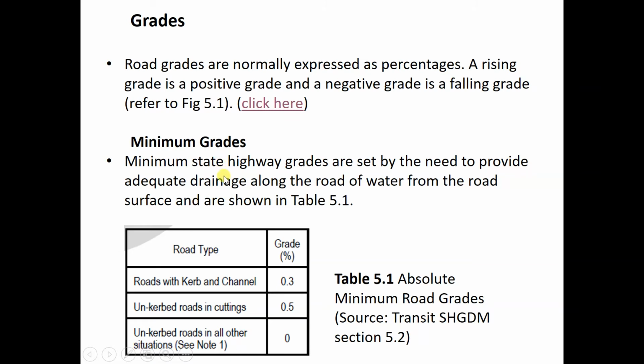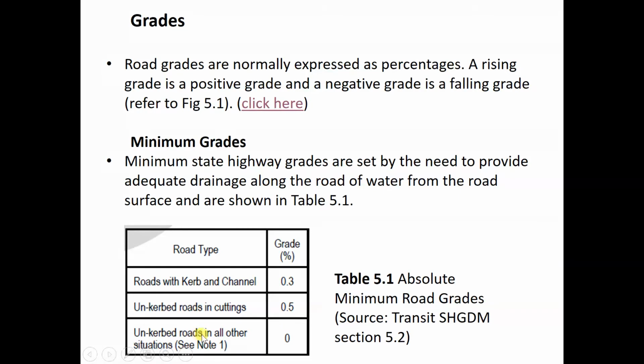Minimum grades. Certain minimum state highway grades are set by the need to provide adequate drainage of water from the road surface and are shown in the table. So for this long section, the minimum grade for a road with curb and channel is 0.3%. For an uncurbed road in cuttings, where you cut through a hill, it needs to be 0.5%.